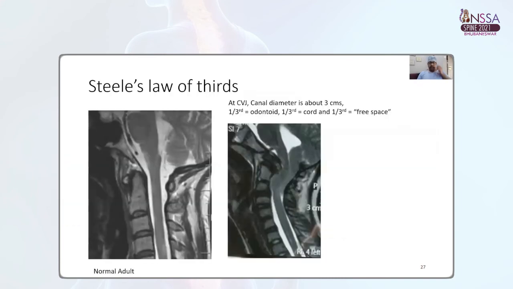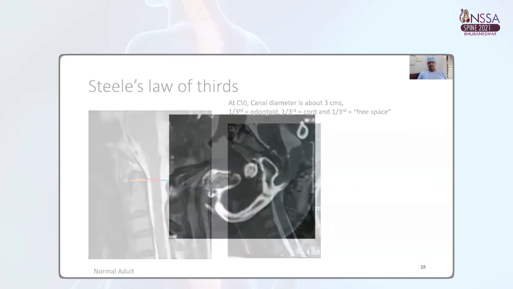So we went back to the basics, as we were not sure as to how we were going to treat this, because drilling the hypertrophic facet was going to be difficult. If you remember the rule of Steel, we know that 1/3 of the canal at the CVJ is occupied by the odontoid, 1/3 is occupied by the cord, and 1/3 is free space. For this kid, we can see that the Chiari malformation also contributes significantly in causing cord compression.